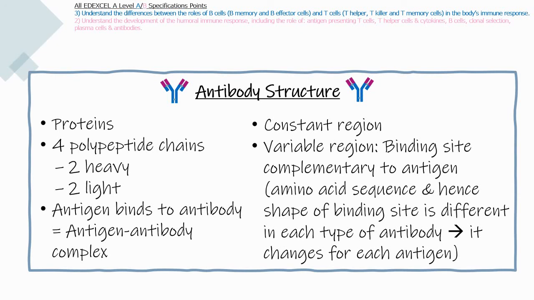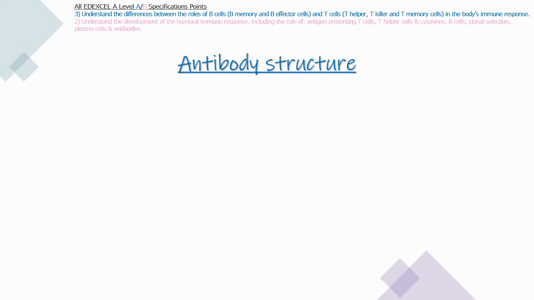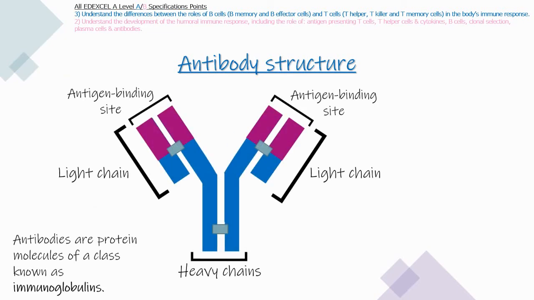So we can see a visual diagram of the antibody structure here. We have antigen binding sites, our light chains, and our heavy chains. Antibodies are protein molecules of a class known as immunoglobulins. In green we have our disulfide bonds. These bonds hold the chains together and the chains themselves as well.